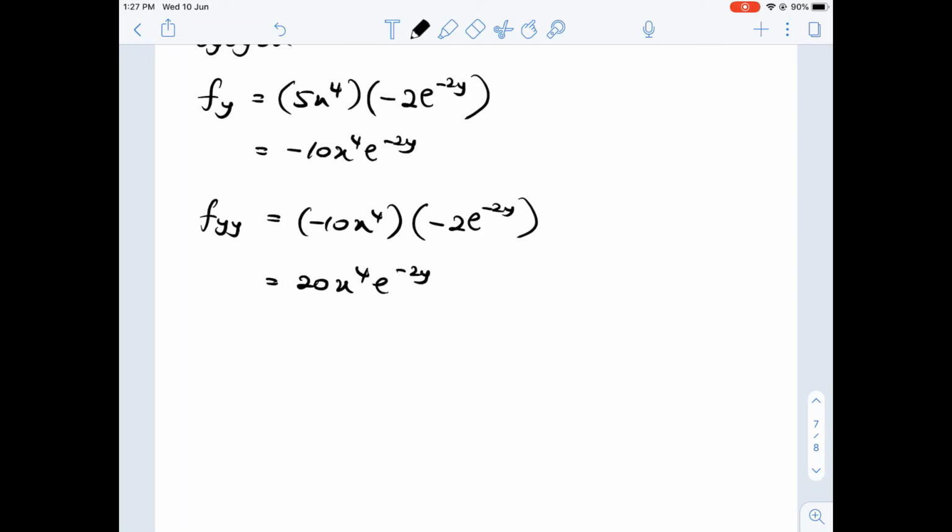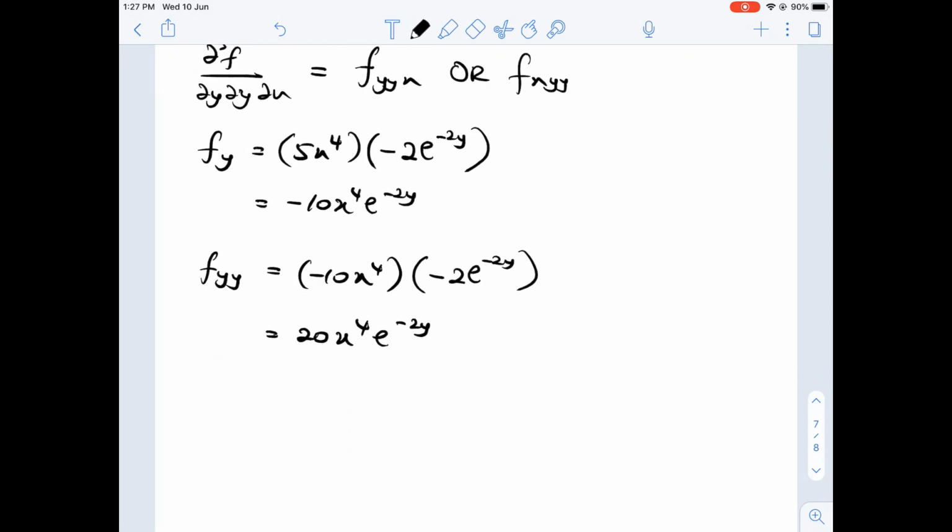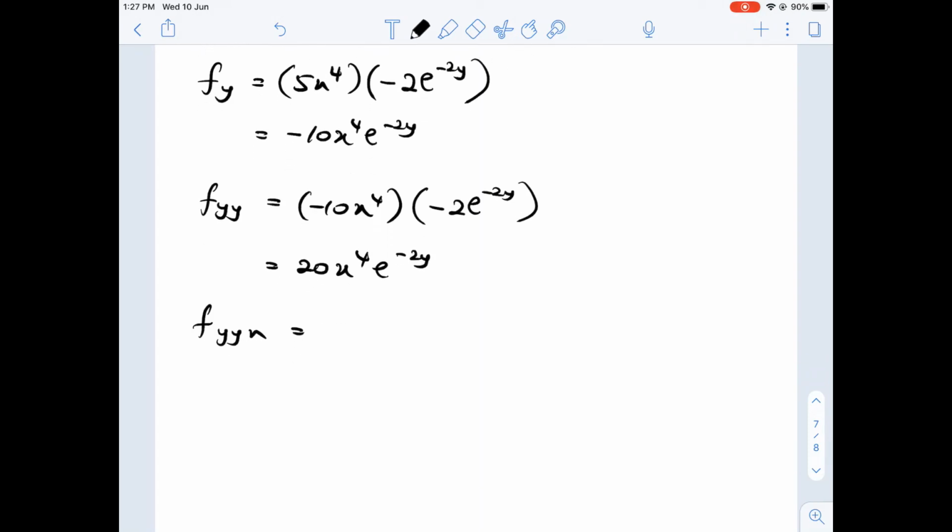Okay, next, we need to find fyx. So, since we differentiate with respect to x, x becomes the variable and y becomes the constant. So we need to differentiate this x now. So 4 multiplied by 20, we have 80x cubed exponent to the power of negative 2y.